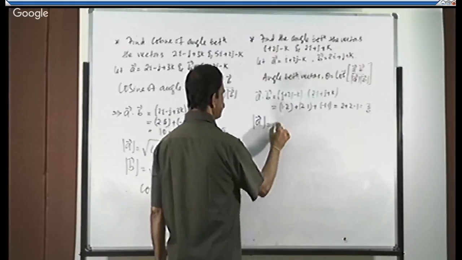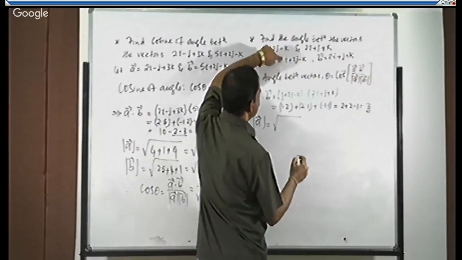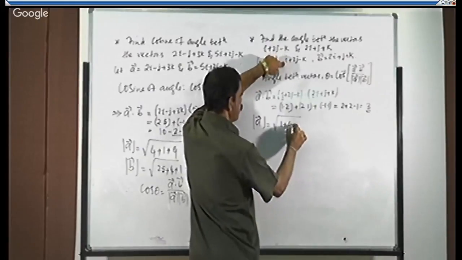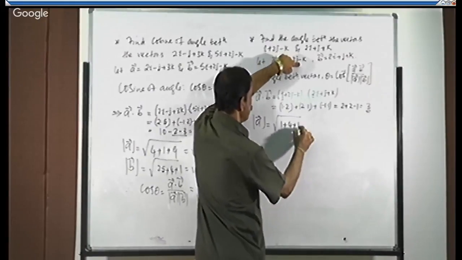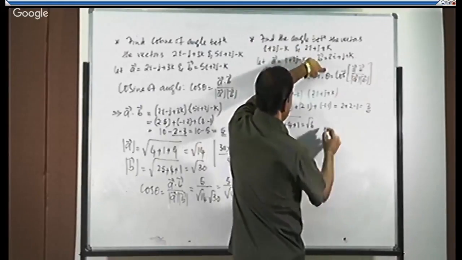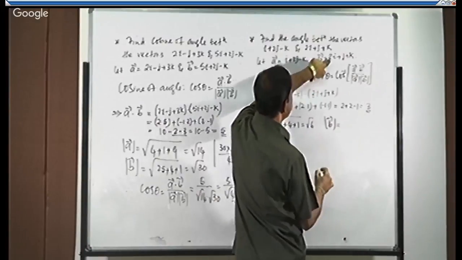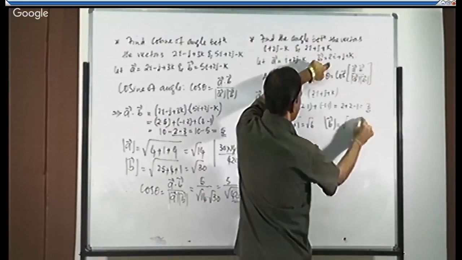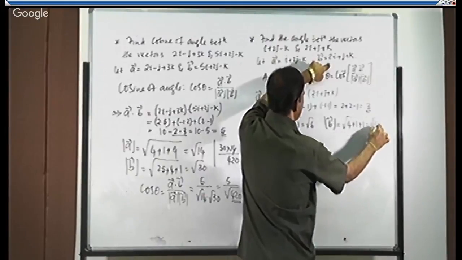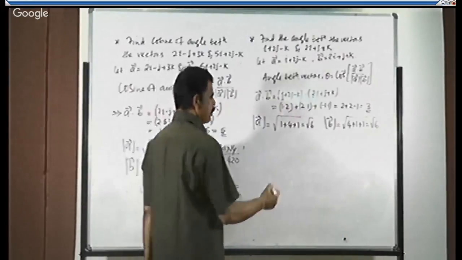Magnitude of a. This is the vector a. 1 square is 1, plus 2 square is 4, plus 1 square is 1. It is equal to root 6. Magnitude of b, which is b? b is equal to 2i plus j plus k, right? Root of 4 plus 1 plus 1, which is equal to root 6. So we got magnitude a and magnitude b equal.